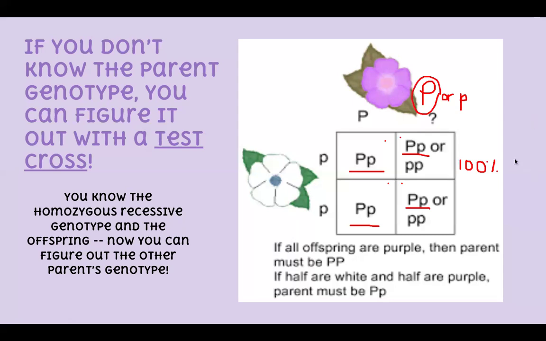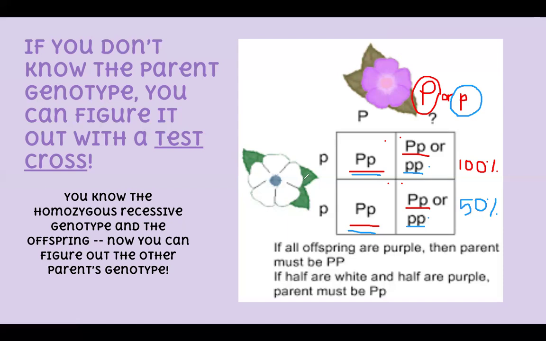Now let me use a different color. Let's say instead this parent were big P, little p. Well, these two would be the same, but now here we would have little p, and here we would have little p. So we would expect 50% of the offspring to be purple and 50% of the offspring, 1, 2 out of 4, to be white.